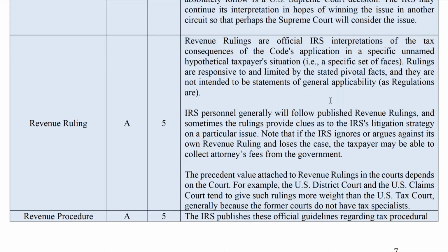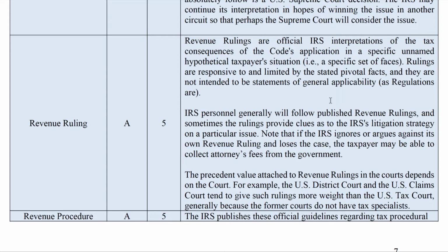Next, revenue ruling. So we're still dealing with administrative, so it's the IRS. It's a 5, so it's binding. Revenue rulings are official IRS interpretations of tax consequences, and what you generally see in a revenue ruling is a fact pattern, and then the IRS's interpretation of it. Now, some courts view revenue rulings as having no weight, but others have lots of weight. And the IRS, of course, because it's their document, views it as having lots of weight.